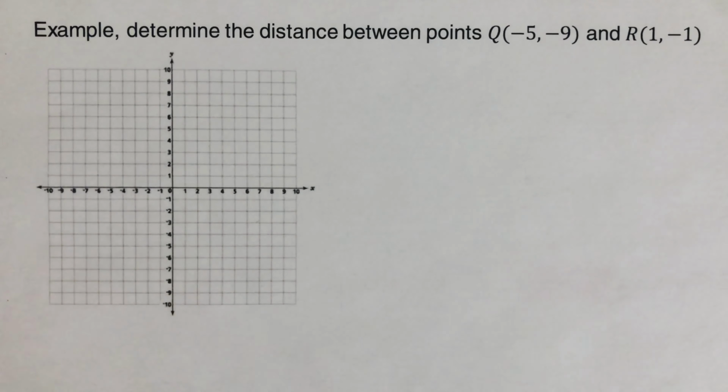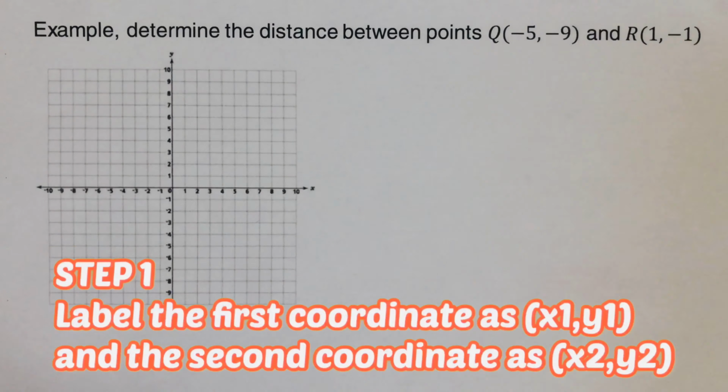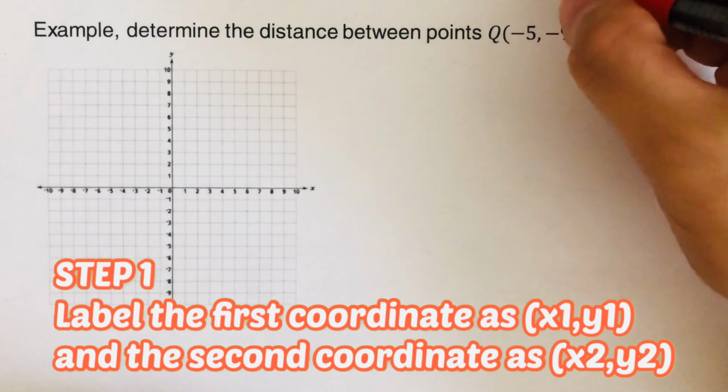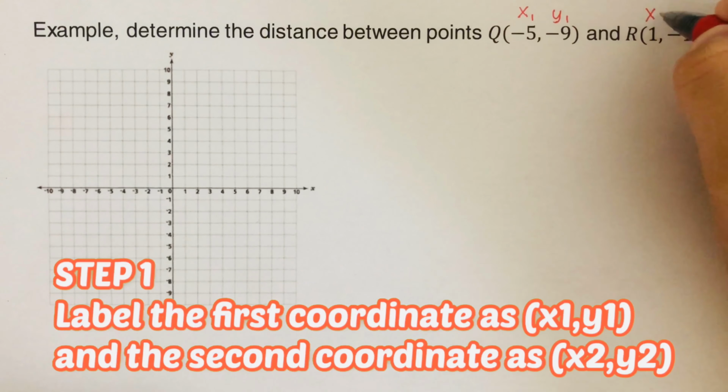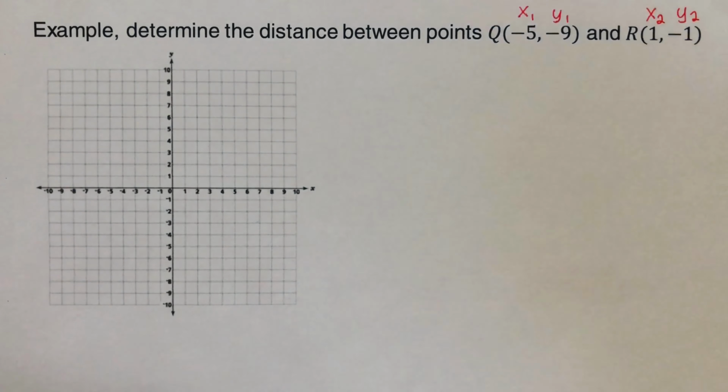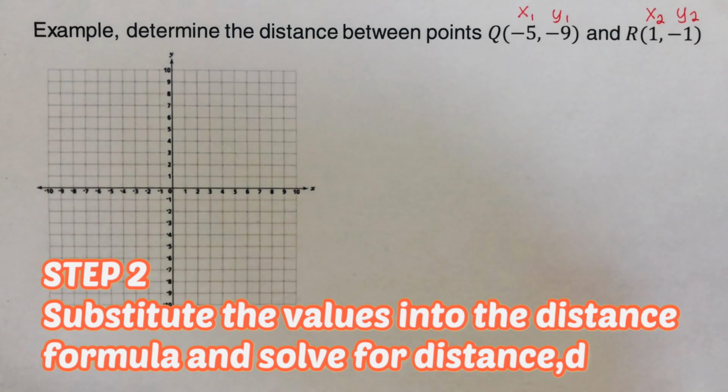Okay, so we go over the problem here. Again, our first step is to label the given points. This will be our x sub 1, y sub 1, and this is x sub 2, and this is y sub 2. And then after that, the second step is to plug this into the equation.